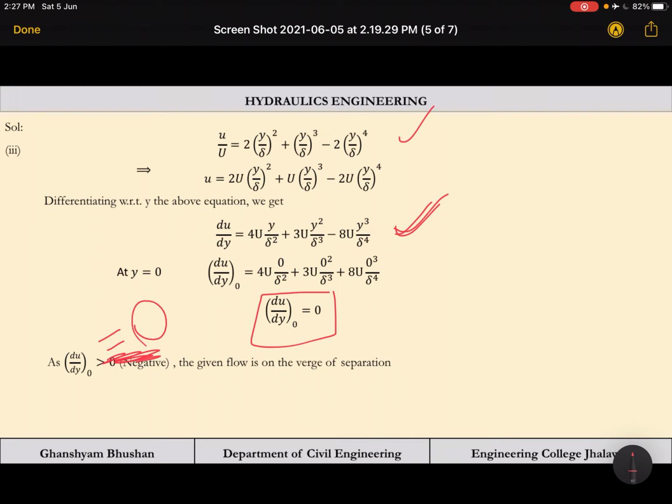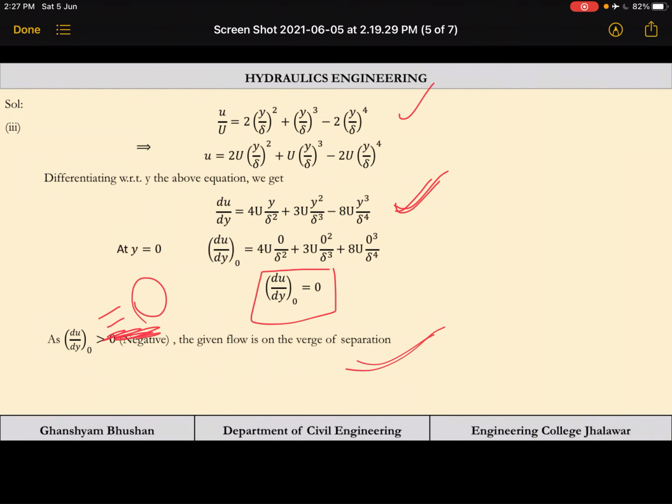So the given flow is on the verge of separation. Just after this section the flow will be separated from the boundary. It is on the verge of separation. In this manner you can tell, by differentiating the velocity and putting y equal to 0, and depending upon the sign of the final result, whether the flow is attached, or it has been separated, or it is on the verge of separation.